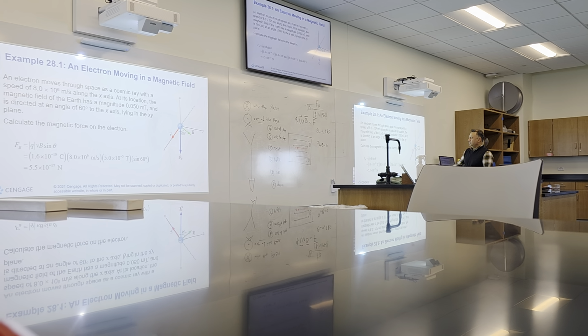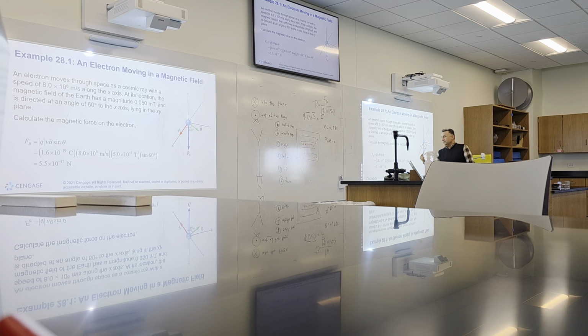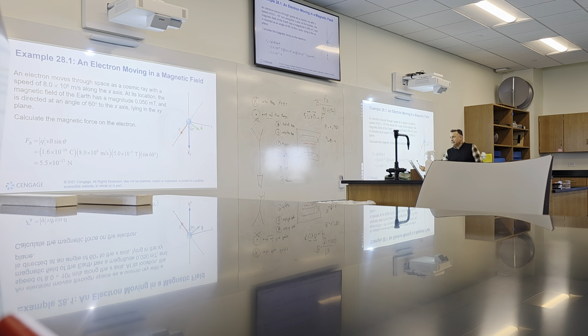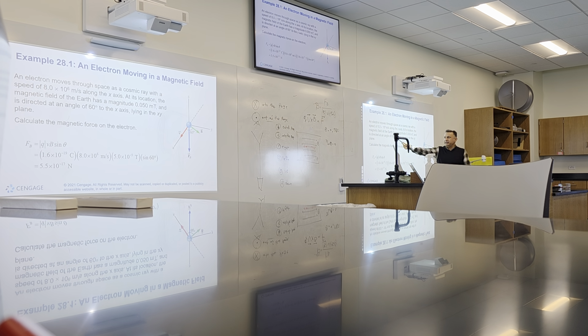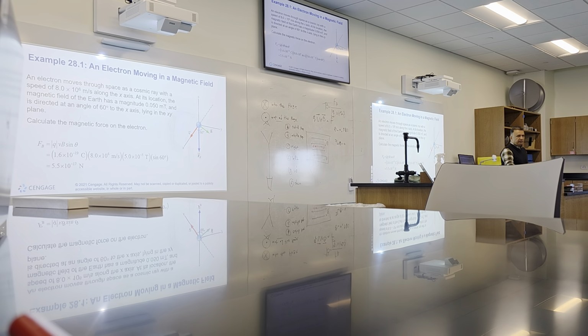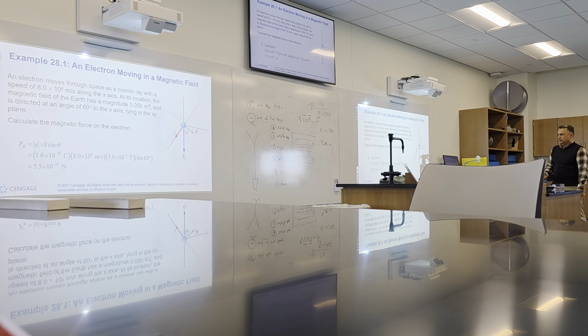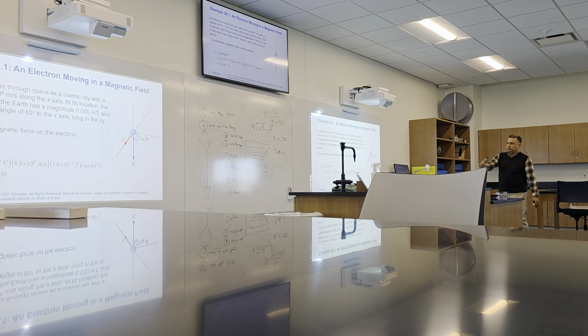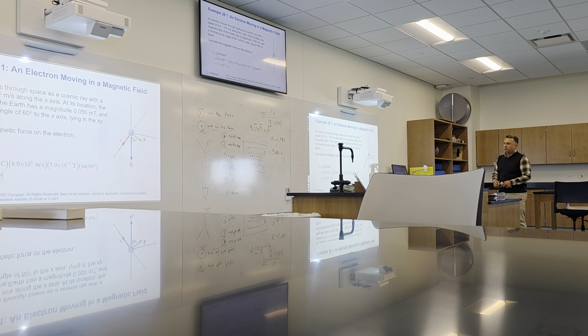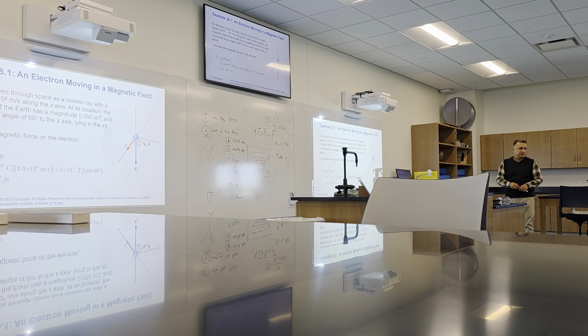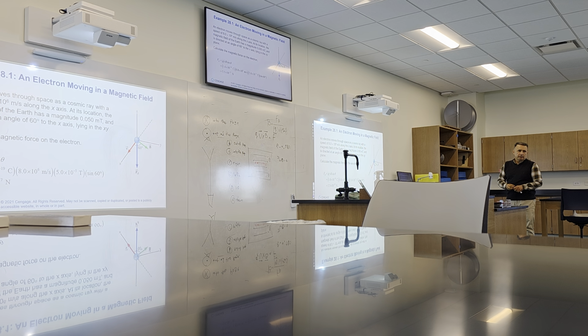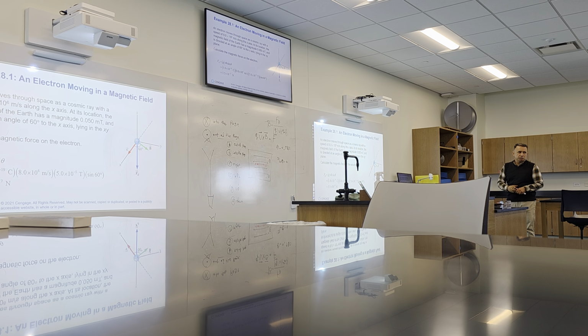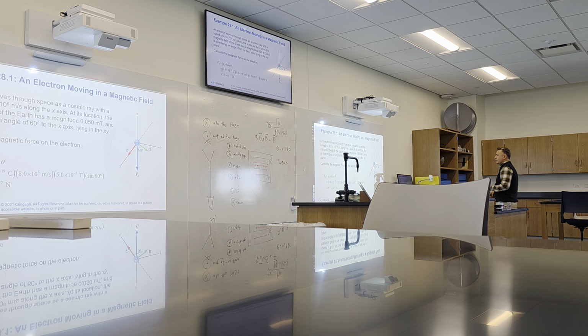The velocity is given. The magnetic field is given. The angle also is given. It's the 60 degrees between the direction of the velocity and the magnetic field, right? If you put all the plugs in, it's 5.5 times 10 to the minus 17. Let me know if you have any questions about this. Should be easy for you, right?